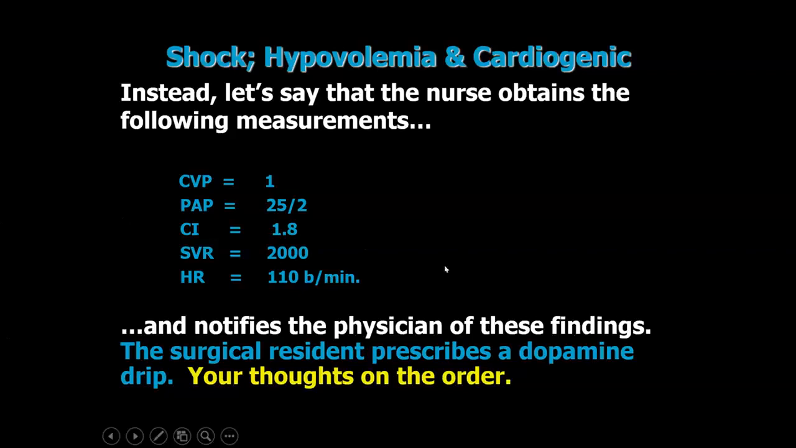All right, so instead, let's say that the nurse obtains the following measurements. Yes, these look familiar because they're the same ones. And you, the nurse, then identify that this patient's volume is pretty low and something needs to be done. But you can't just give normal saline. You need a physician's order. So you notify the physician, and this physician is a resident, which means they're a newbie.